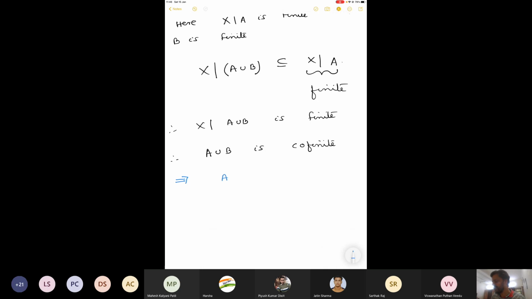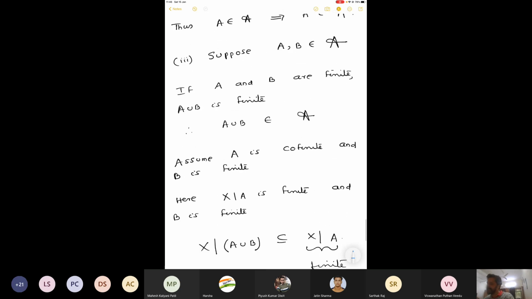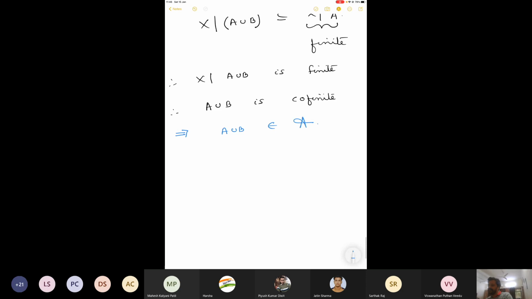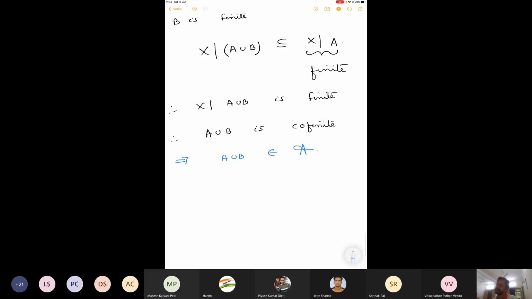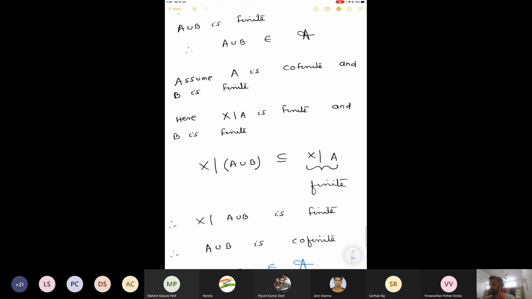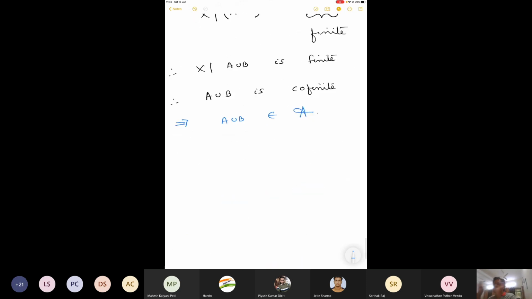That implies A union B is in script A. So if A and B are in script A, and A is cofinite and B is finite, then A union B is in script A. Now again, two more possibilities there. One is very similar to this: suppose B is cofinite and A is finite. Similarly, you can prove it. So the only thing missing is if both A and B are cofinite.